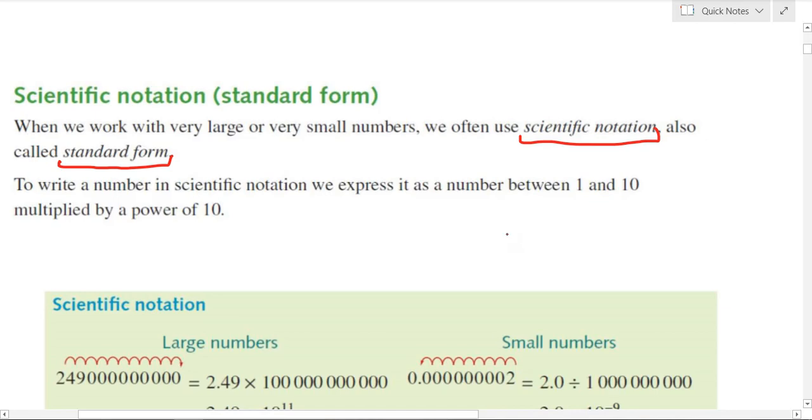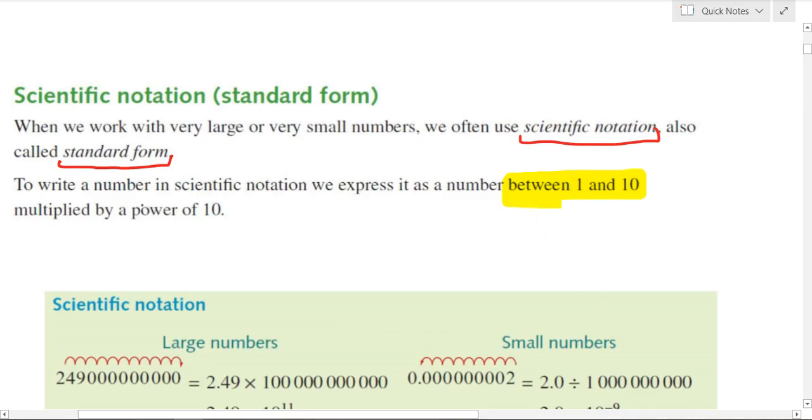It's the same as scientific notation. To write a number in scientific notation, we express it as a number between 1 and 10, so keep that in mind. Okay, so that means the number can't be like 21 and then something else. It has to be between 1 and 10. It can be like 1.3 or 1.45, or it could be 9.2. Basically, any number between 1 and 10.